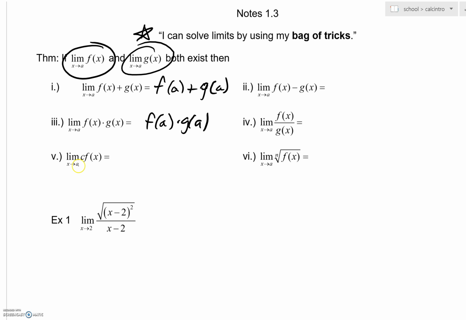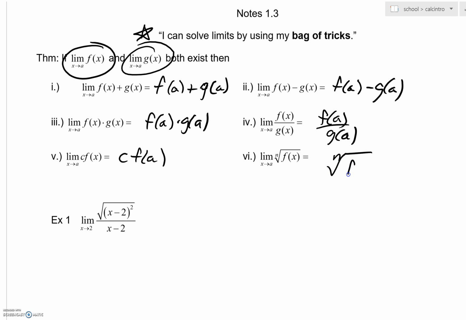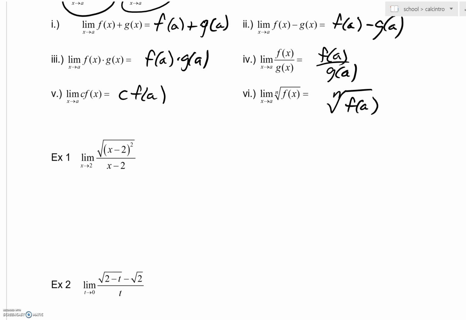Here, the limit as x approaches a of c times f of x would be c times f of a. Here we'd get f of a minus g of a. Here we'd get f of a all over g of a. And even an nth root, we'd have the nth root of f of a. But with that in mind, we take a look at three quick problems.